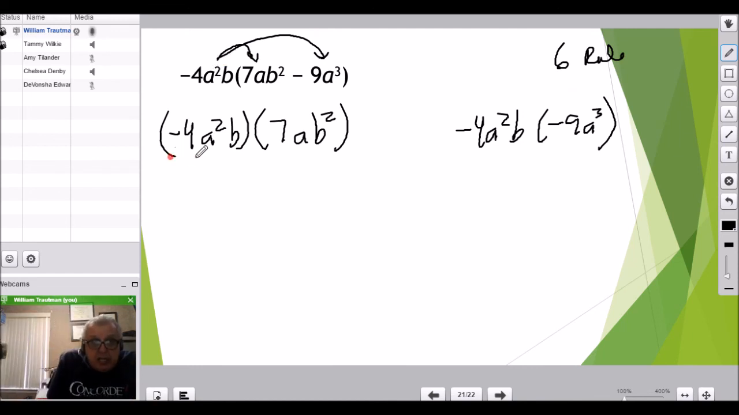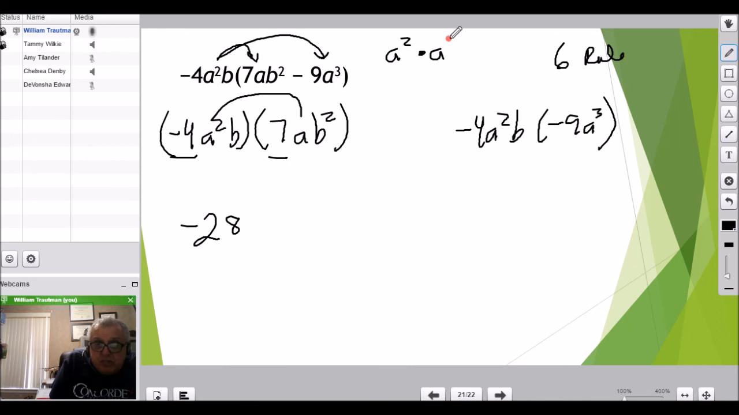Here I get negative 4 times 7 is negative 28. Now the question is, what do I get when I multiply a squared times a? See, you can only multiply a's with a's. A squared times a. There's an invisible 1 here, and the rule of exponents that I show is, when you multiply, the a stays the same. You add the powers. So 2 and 1 is 3. Even though we're multiplying, the a stays the same.